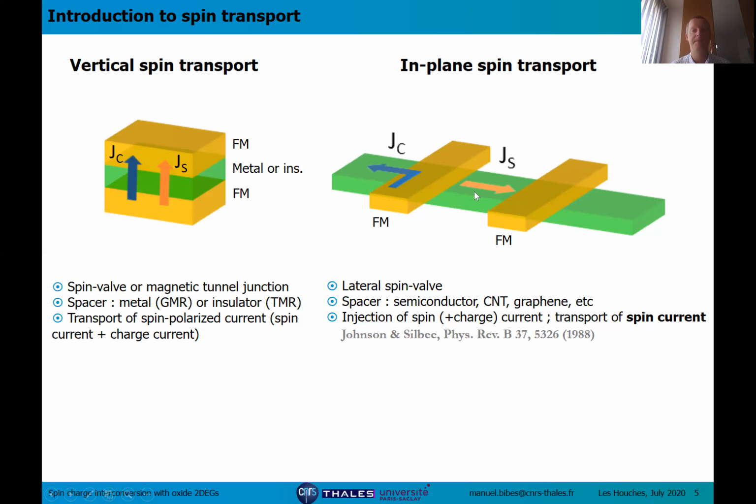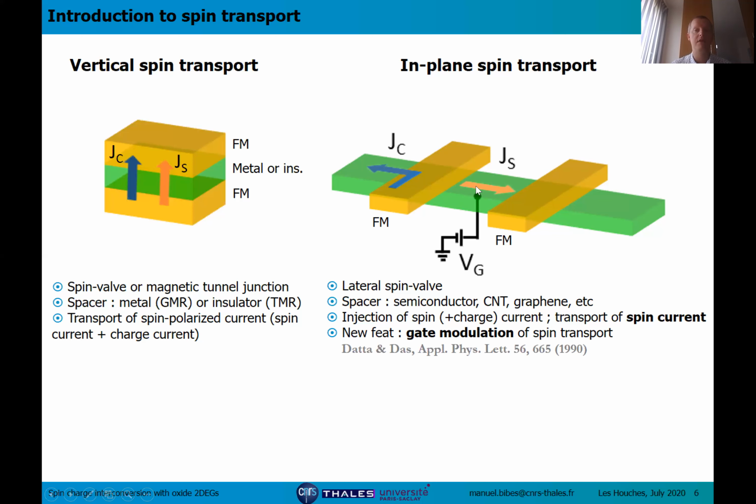No net charge current flowing. And this has a number of advantages in terms of detection of the signal because you avoid artifacts due to charge currents. And then you can detect the amplitude of the spin currents reaching the ferromagnet here. The advantage of the in-plane spin transport geometry is that you can apply a gate, for instance, and you can manipulate the transport of the spins in the channel between one electrode and the other electrode.